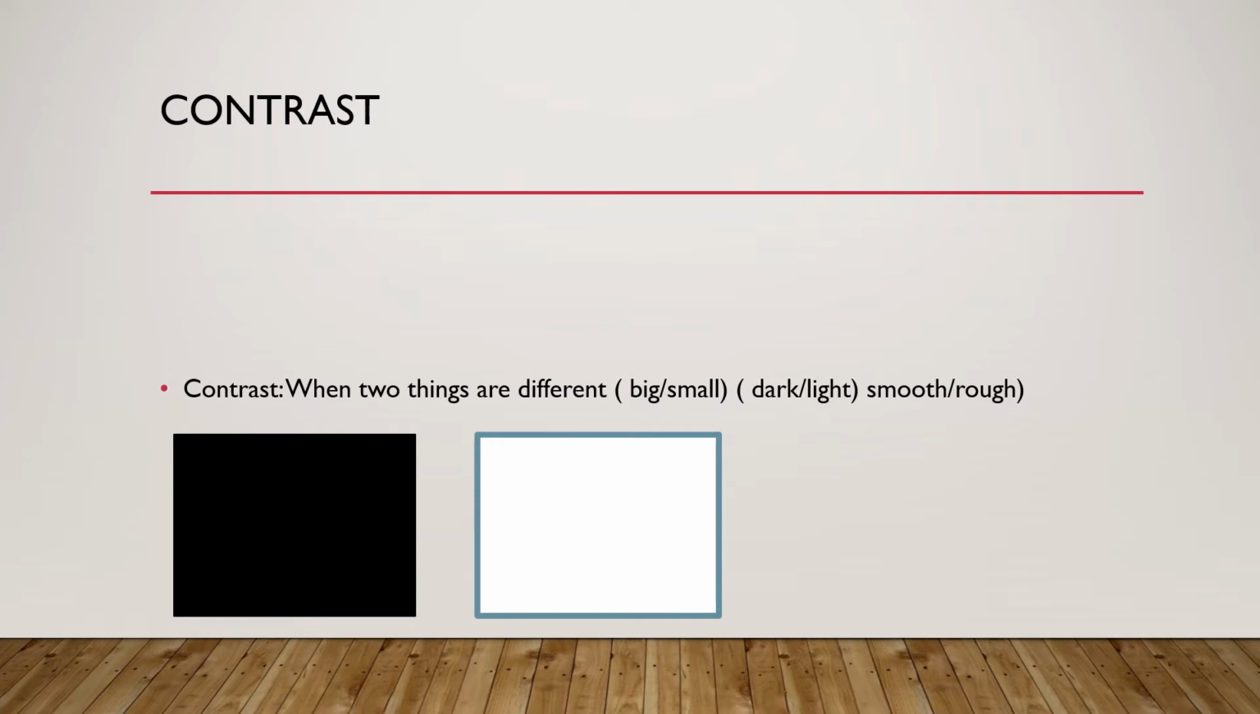Contrast. It's when two things are different. It may be big or small, a dark color or a light color, smooth or rough texture.